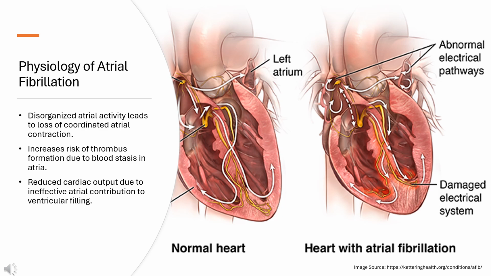Thrombus formation is particularly common in the left atrial appendage, a small outpouching of the left atrium where blood flow is often the slowest. The atrial contribution to ventricular filling, again known as the atrial kick, is lost in AFib. Normally, this contributes about 20 to 30% of the total ventricular filling volume. Without the atrial kick, the ventricles rely solely on passive filling during diastole.